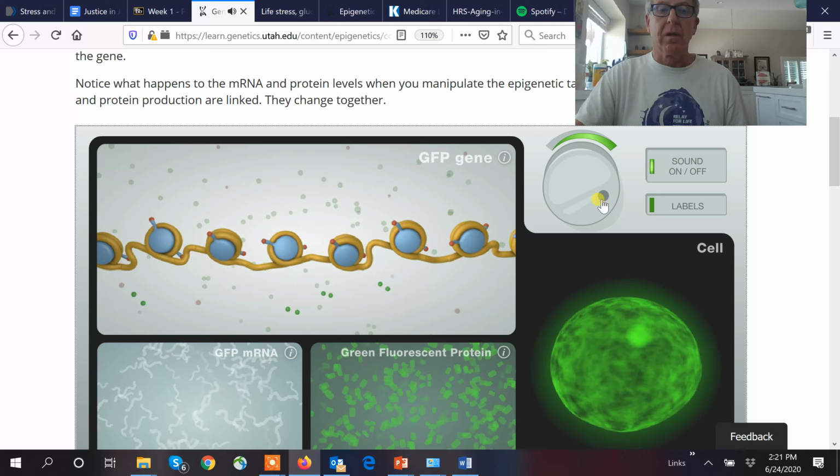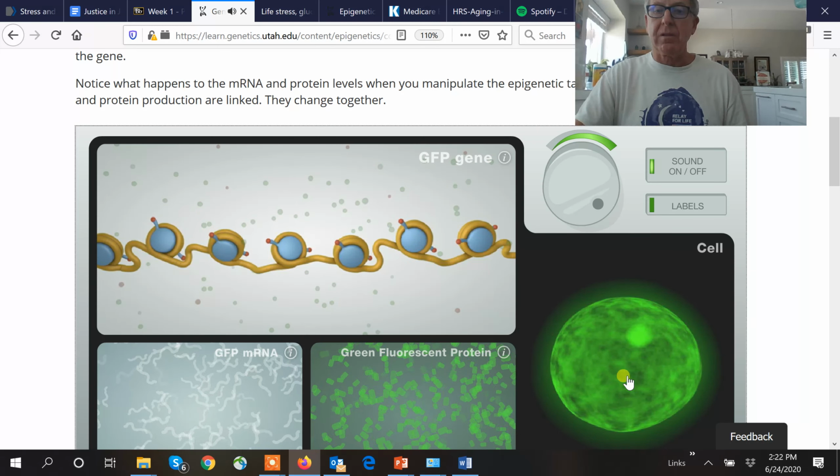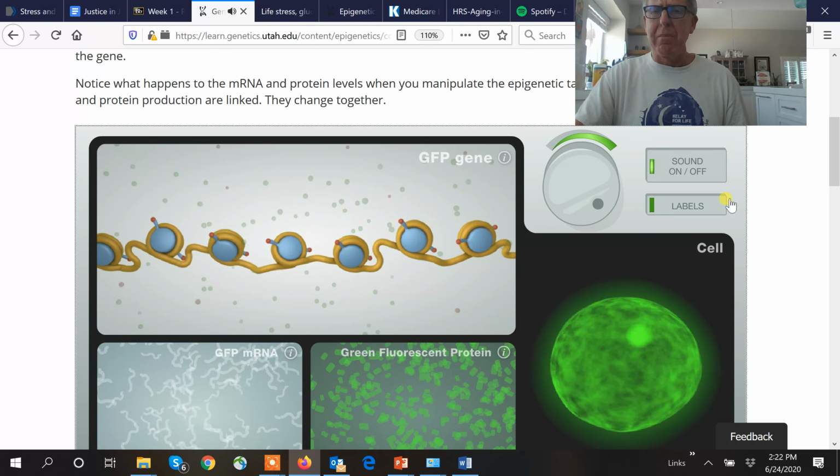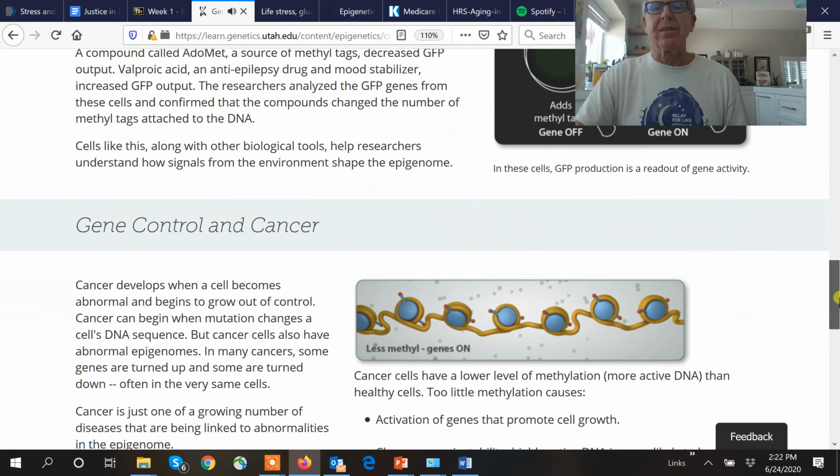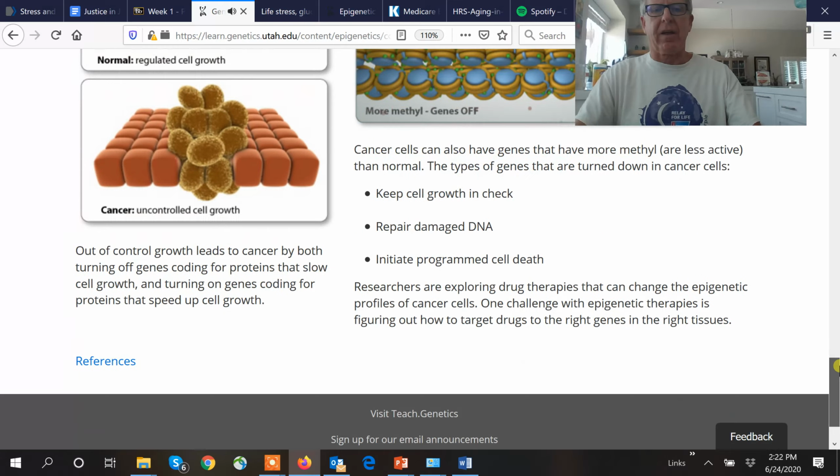We'll show you how that works. More recipes, more proteins, and the cells go, look at all the banana bread. All right, that's how that works. Pretty cool stuff. And then this is verbiage, talking about exactly what I was talking about.